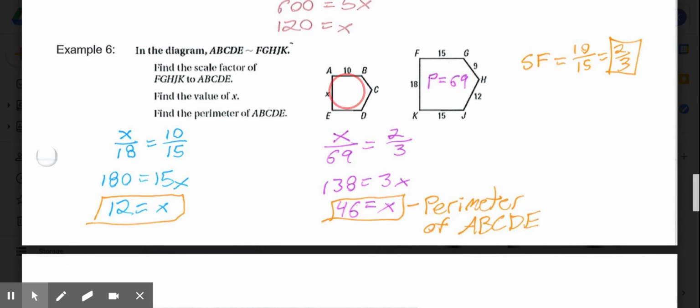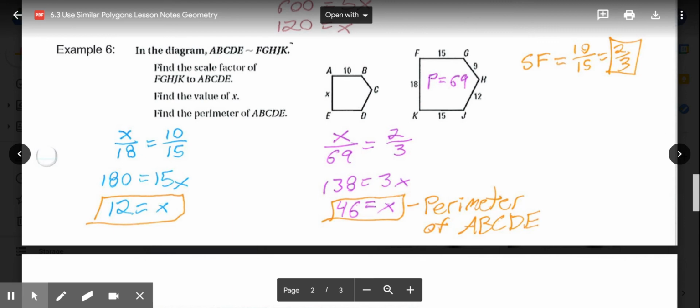So I want to know the perimeter of this one, which we'll call x in this case, or y, whatever letter you want. So we would set that up as this perimeter, unknown, over 69 equals the scale of the smaller to the larger, which was 2/3. If you would put the 69 over x, then it would equal 3 over 2.